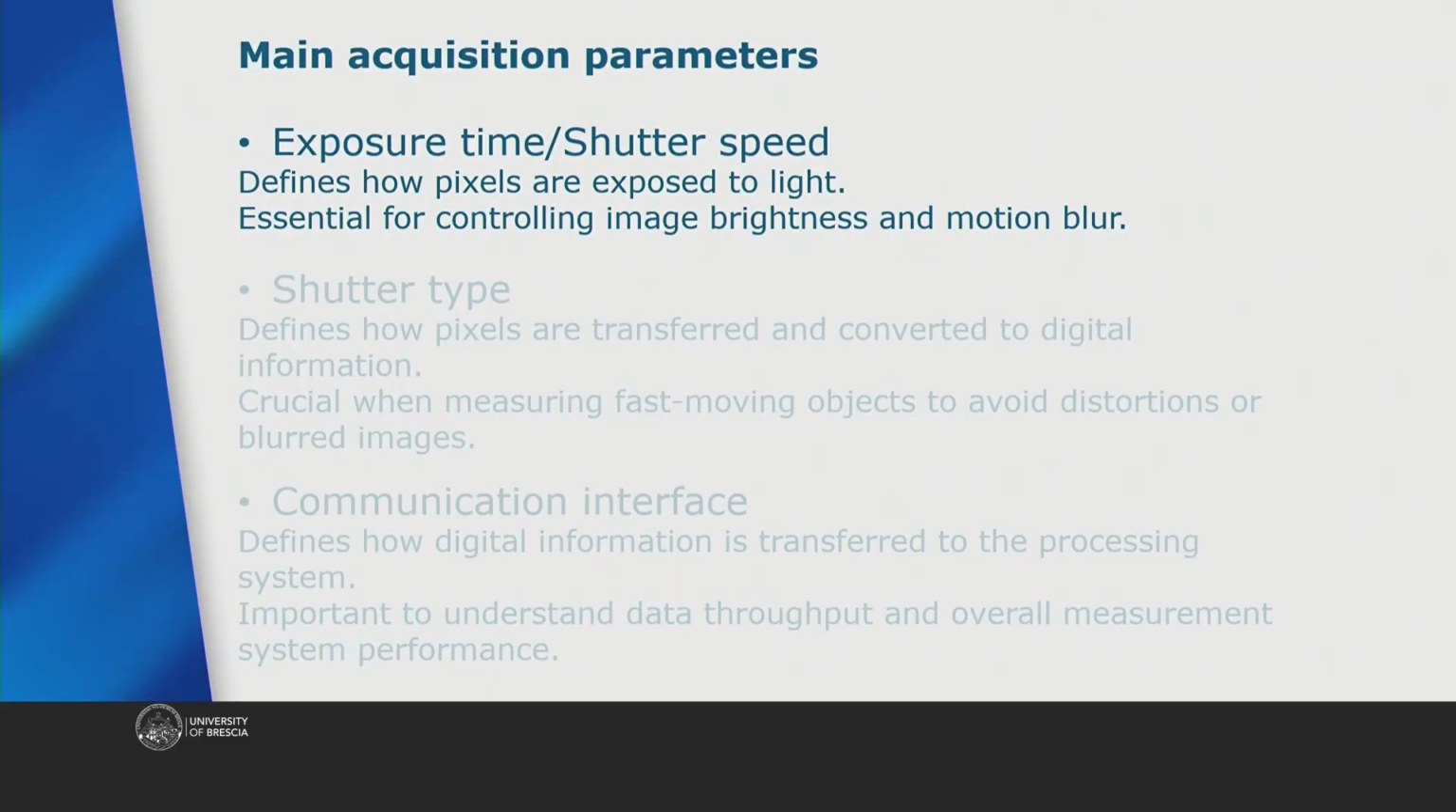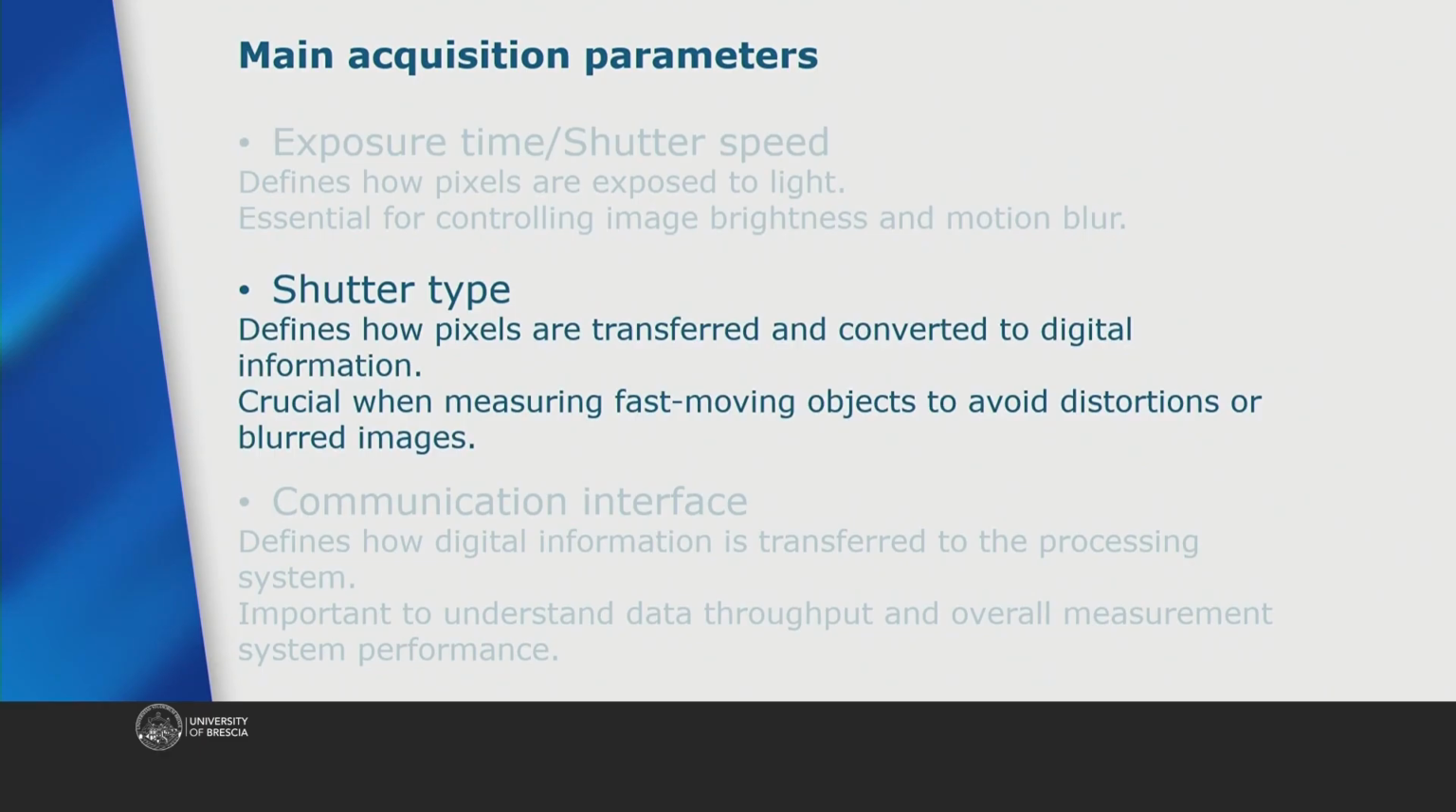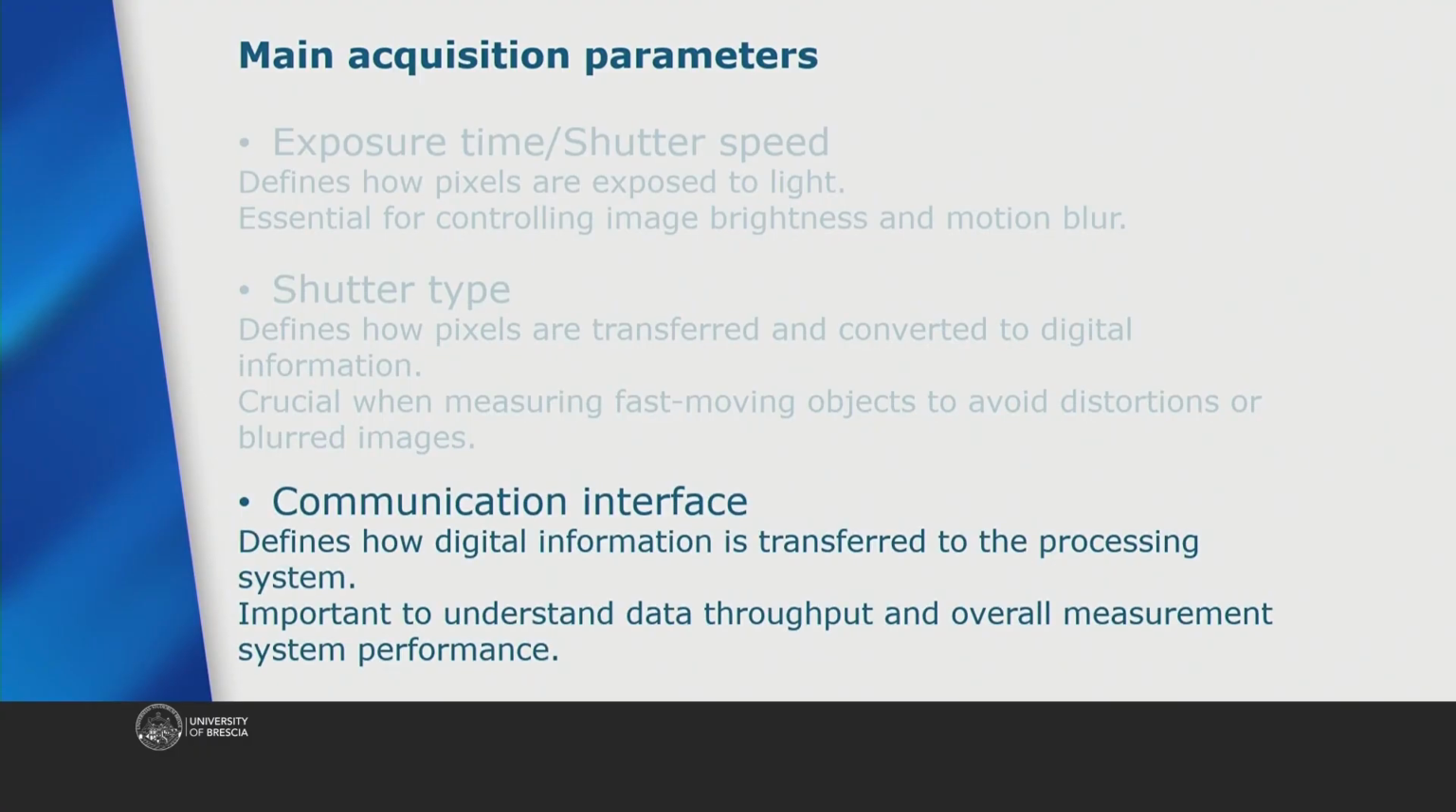Let's now summarize the concepts we've covered in this episode. Exposure time indicates how long the pixels are exposed to light. This parameter is important for getting images that are either brighter or dimmer and more or less blurry. The type of shutter, on the other hand, indicates how the pixels are exposed to light. In this case, it's important when dealing with objects that need to be measured and are moving quickly to avoid getting blurry images. Finally, the connection interface represents the way digital information is transferred to the processing system, which is important for understanding the transfer performance and speed of the final measurement system.